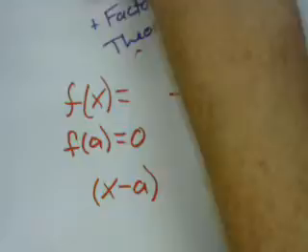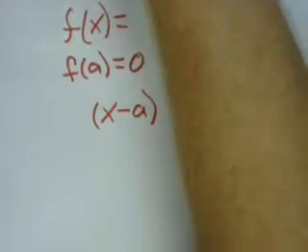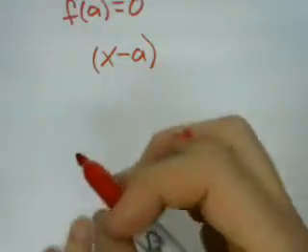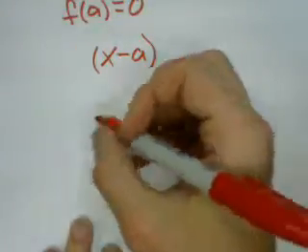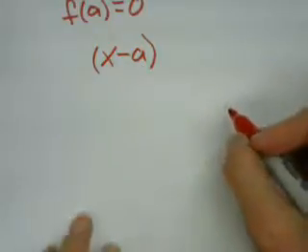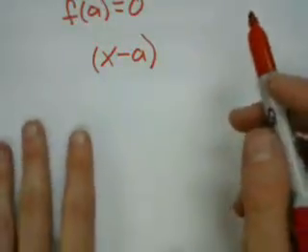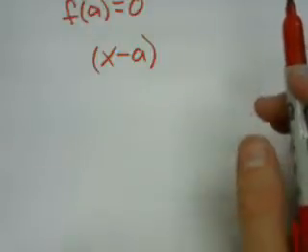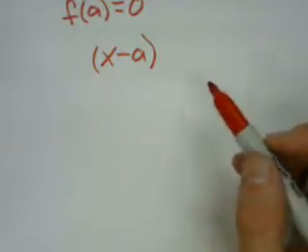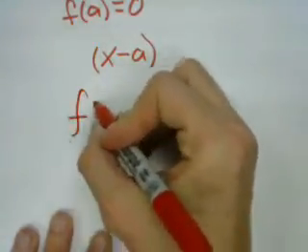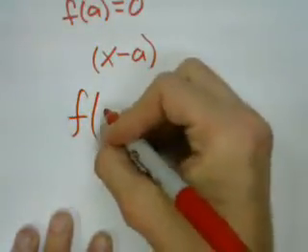If x minus a is a factor of the polynomial, then that means if I divide a into the polynomial using synthetic division, or if I take the factor and divide it into the entire polynomial and use long division, either way, I'm going to get a remainder. The remainder is going to be the same as f of a.